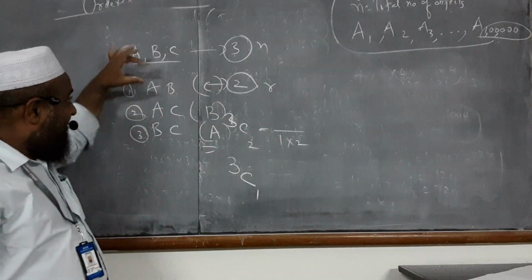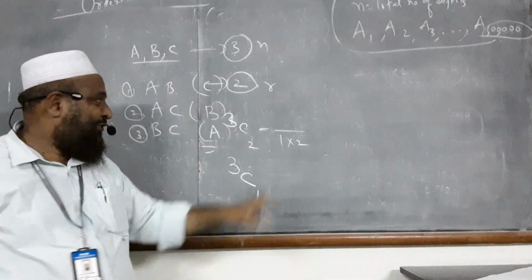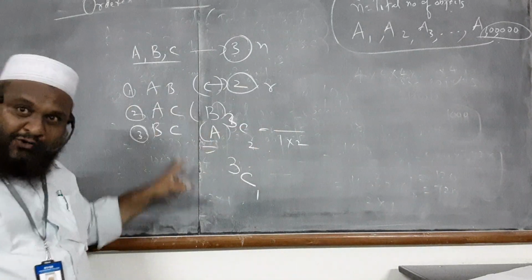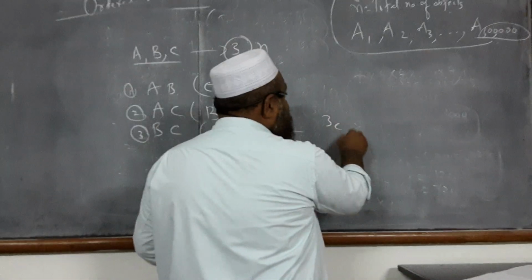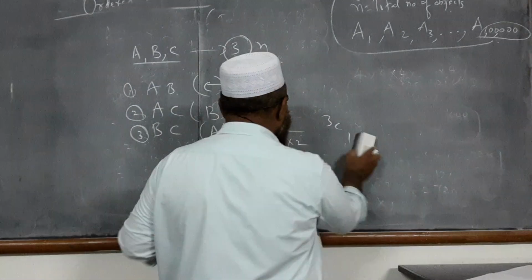So for every 2 combination, there is a 1 combination correspondingly. So 3C2 is the total number of 2 combinations. 3C1 is the total number of 1 combinations. Therefore, the final point is 3C2 will be equal to 3C1.